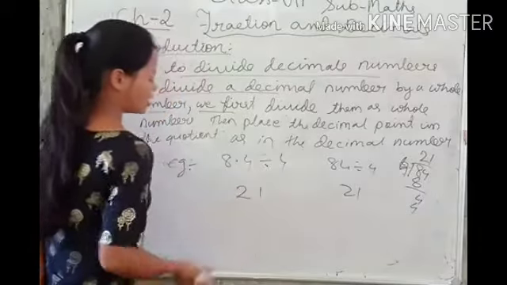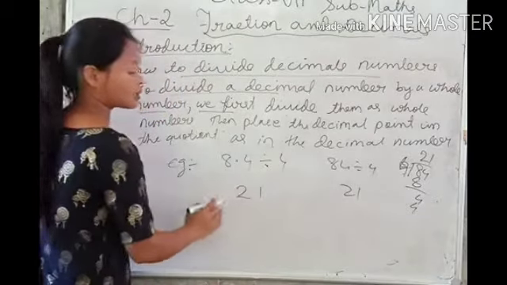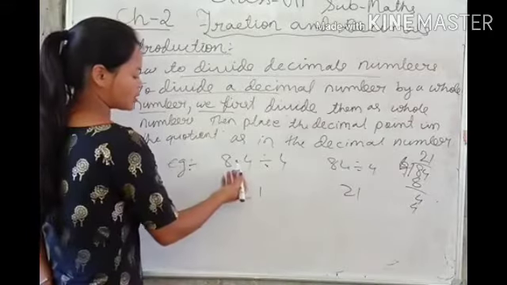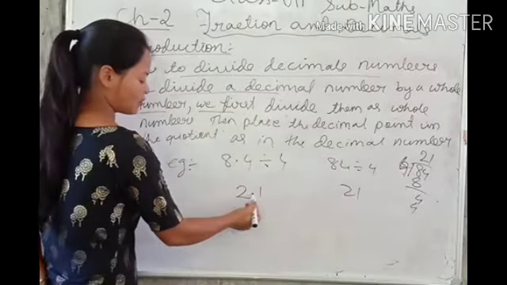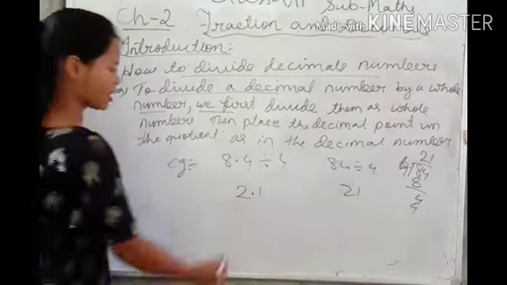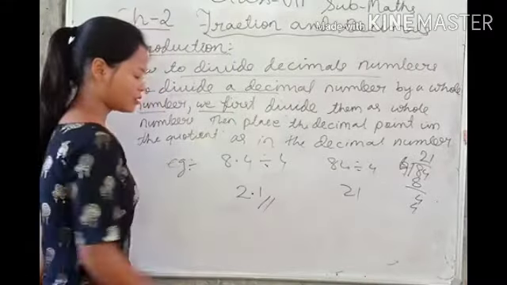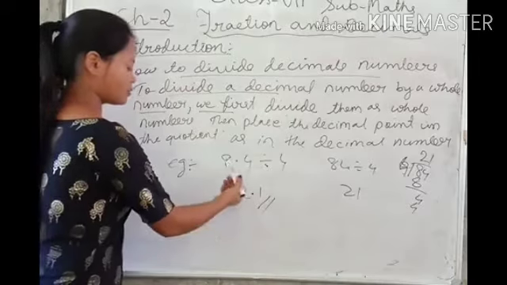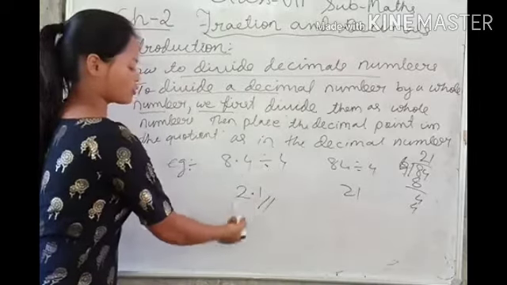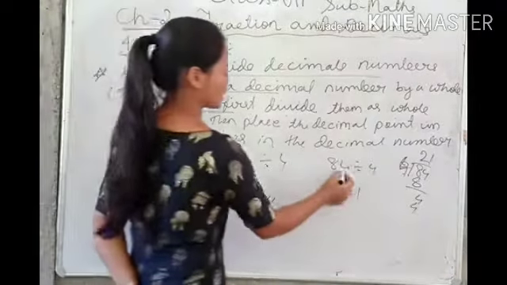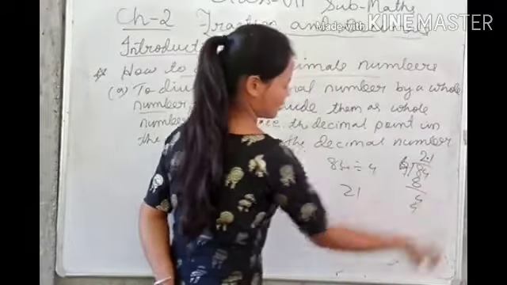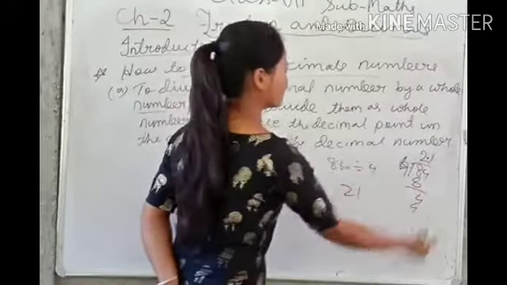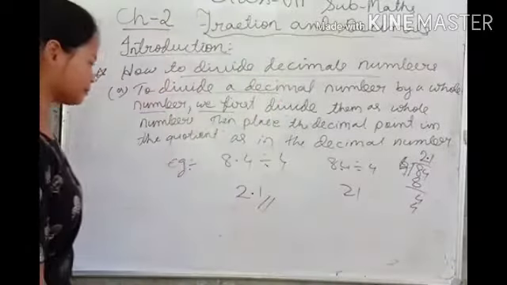So how much did you get here? 21. Now when you get this answer, then here you will place the decimal. Where will you place this decimal? After one digit there is a decimal. So after one digit you will place the decimal here. So the answer is 2.1. So 8.4 divided by 4 is equal to 2.1. So here also, if there is a decimal, then you will put the decimal here. After one digit it is a decimal, so after one digit you will put the decimal.